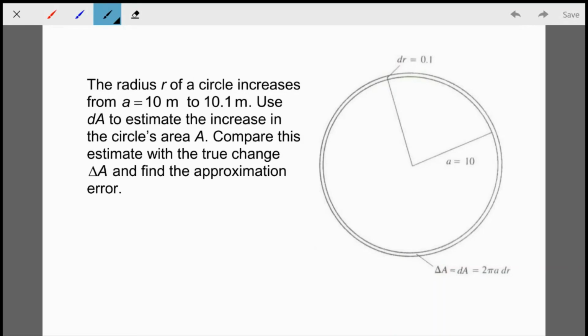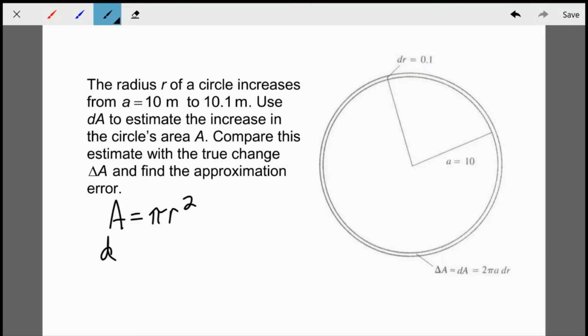This example says the radius r of a circle increases from 10 to 10.1 meters. Use dA to estimate the increase in the circle's area A and compare this estimate with the true change delta A and find the approximation error. Okay, so we're dealing with the area of a circle. So we know area is pi r squared. And they want us to find the differential value of A, and they want us to find delta A.